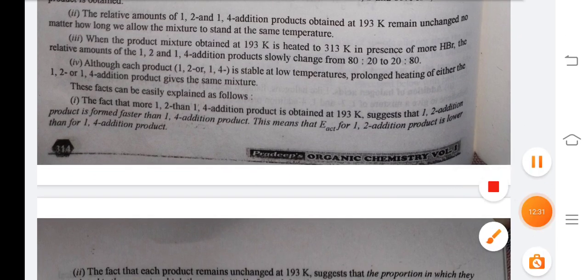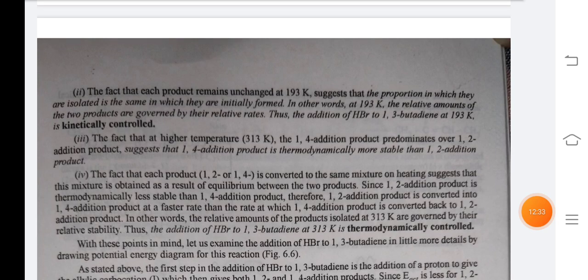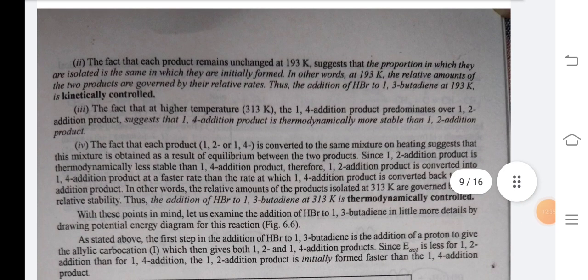Although each product forms, the fact that at higher temperature the 1,4 addition product predominates over the 1,2 addition product suggests that the 1,4 addition product is thermodynamically more stable than the 1,2 addition product.